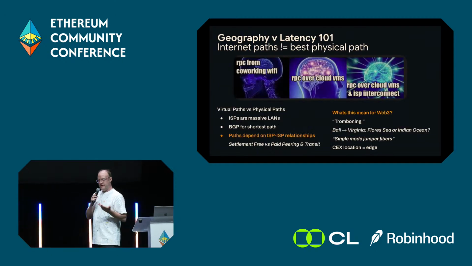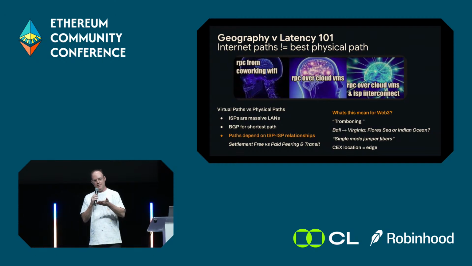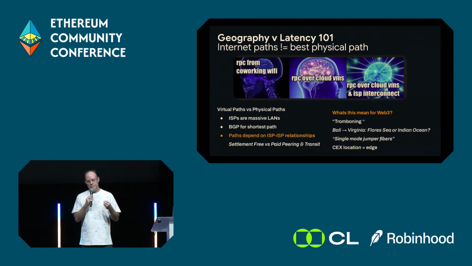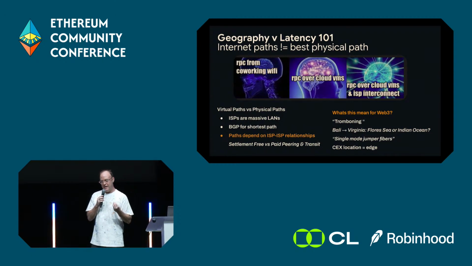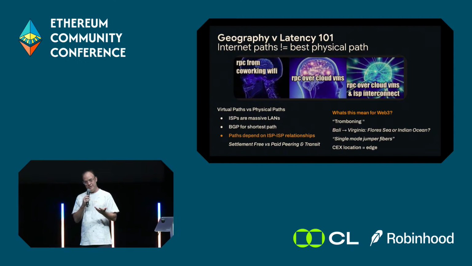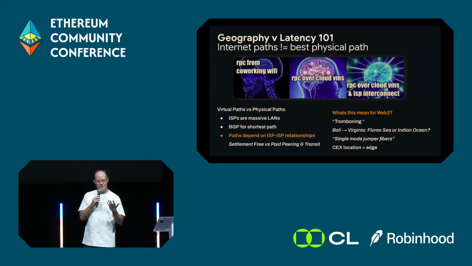When it comes to geography, internet paths might not be the best physical path. The one thing to understand is that ISPs are actually very large local area networks. And you have to understand the relationships that ISPs might have between one another. Some ISPs might be smaller, regional ISPs. Other ISPs might be transcontinental, where they have deep networks in the major tier 1, tier 2, tier 3 cities. So it's important to understand the business relationships between ISPs because that often determines the path. If you're interested in this topic even further, you can look up autonomous systems, BGP in terms of routing.